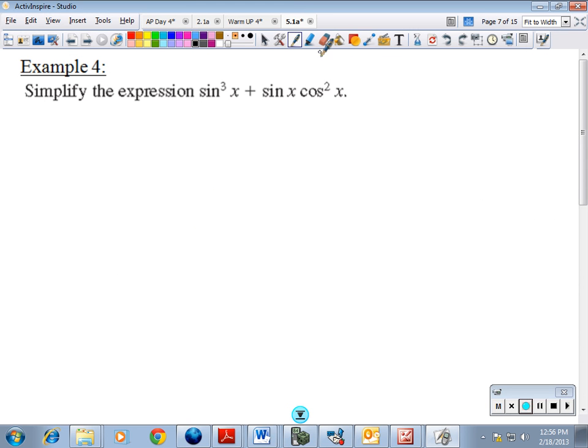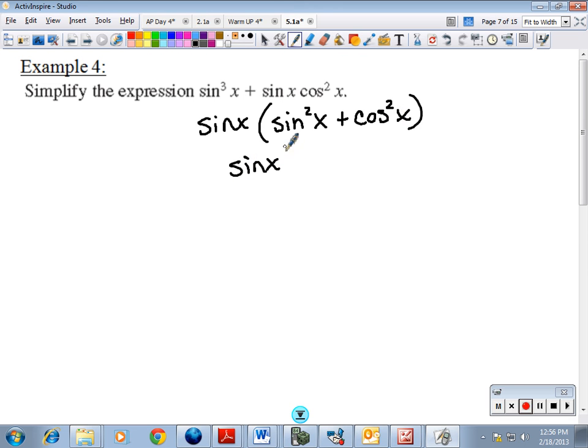Here's another one that says simplify the expression sine cubed plus sine squared cosine squared. Can I factor out a sine? And that leaves me with sine squared plus cosine squared. Sine squared plus cosine squared is 1, which is just sine times 1 is just sine.